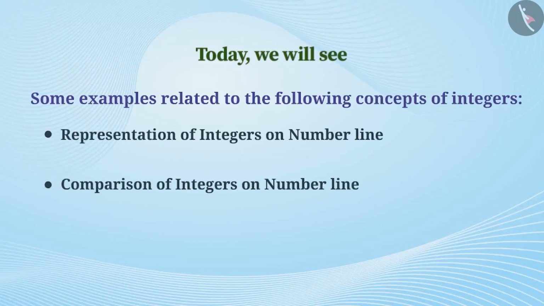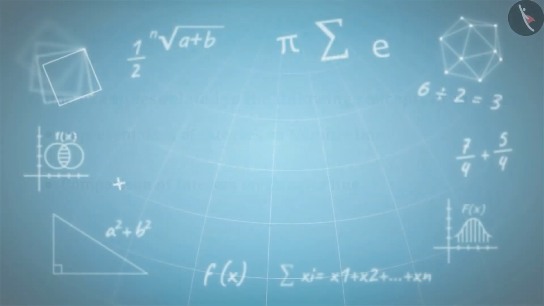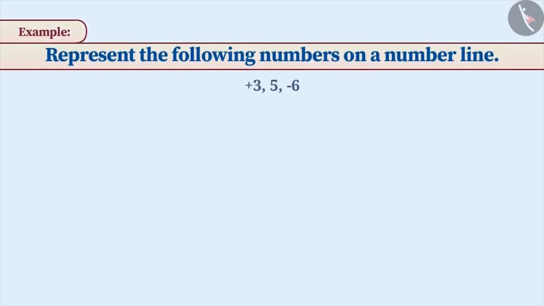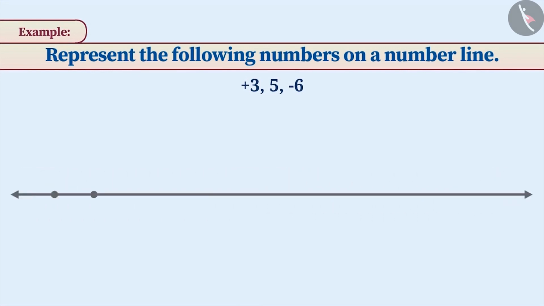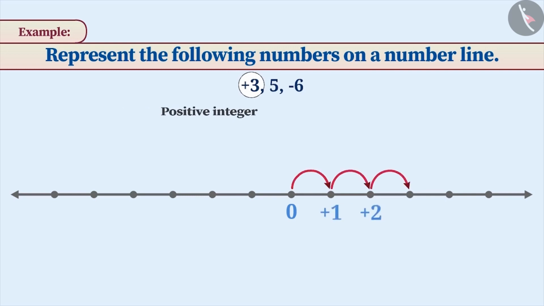Today, we will see some examples related to the following concept of integers. Represent the following numbers on a number line. To represent a number on the number line, first draw a line and mark some points at equidistance. Mark any point as 0. The first number we have to mark is +3, which is a positive number. Move 3 places to the right and mark the number that you arrive at as 3. This is 3 points to the right of 0.